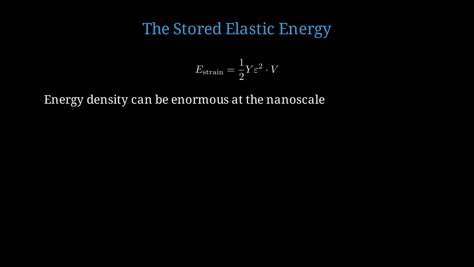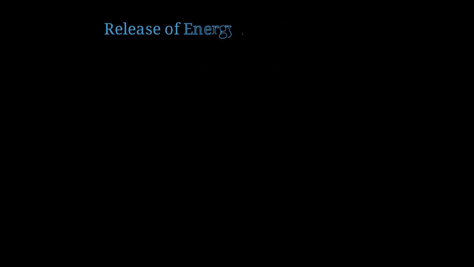All of these mechanisms create stored elastic energy in the film. This energy is like a compressed spring, waiting to be released. The stored elastic energy scales with Young's modulus Y, the square of the strain epsilon, and the volume of the strained material. Because strain can be several percent in these systems, the energy density can be enormous, sometimes reaching gigapascals of stored stress. Now here's where it gets really interesting.